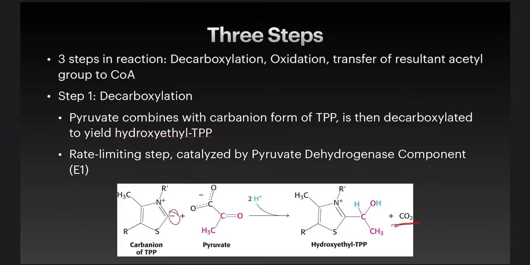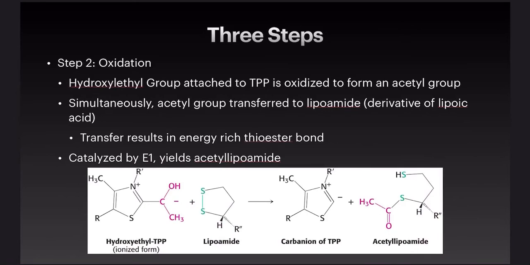Now we can see the carbanion. We have the anion here, and it is creating hydroxyethyl TPP. Now in step 2, the oxidation, the hydroxyethyl group attached to TPP is oxidized to form an acetyl group. Simultaneously, the acetyl group is transferred to lipoamide, which is a derivative of our coenzyme lipoic acid. The transfer also results in a thioester bond.